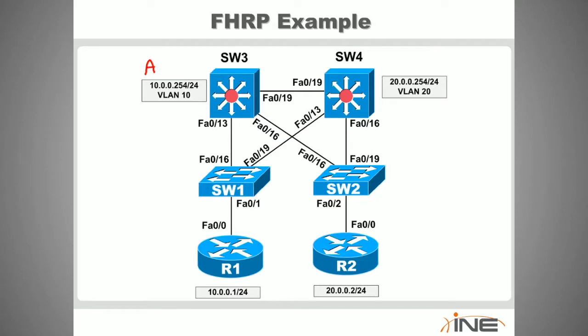For switch 3, we have it as the active router for VLAN 10. Switch 4 is the active router for VLAN 20.